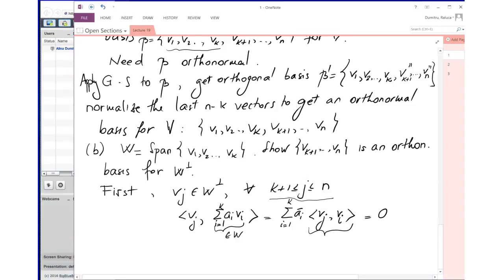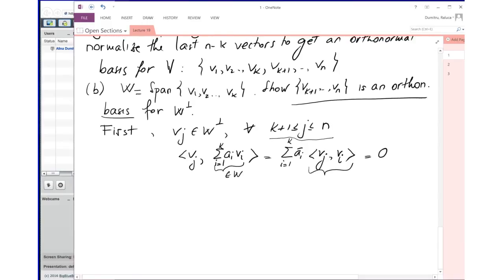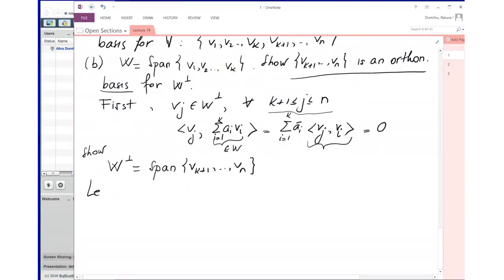Okay, so every vj is part of W perp, but that doesn't necessarily mean that the set forms an orthonormal basis for W perp. It forms a linearly independent set. It's an orthogonal set in there. So all there is to show now is that W perp is in fact the span. So it needs to be generating now. That's the only thing left. So let x be a vector in W perp. I want to write it as a linear combination of v sub k plus 1 up to vn, right?